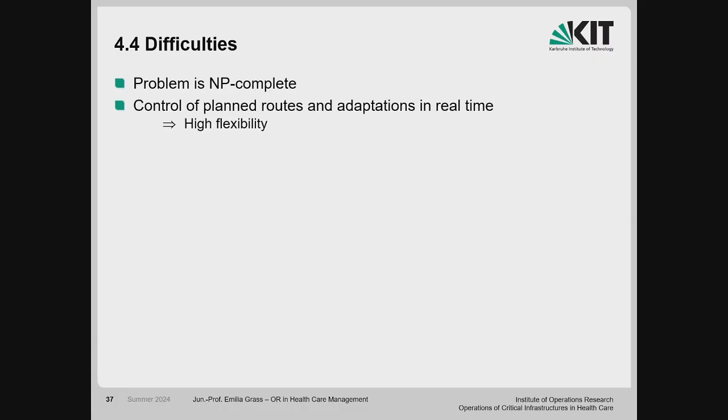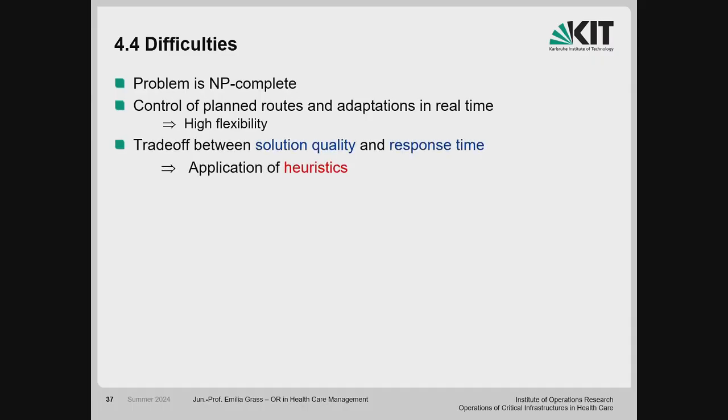So the question is now, we would like to control planned routes, but also adapt to new requests. So we require extremely high flexibility, so that we can change our routes and schedules on the fly. And then we have a trade-off between the solution quality on the one hand and the response time on the other hand. Of course, we would like to have the optimal routes for everyone.